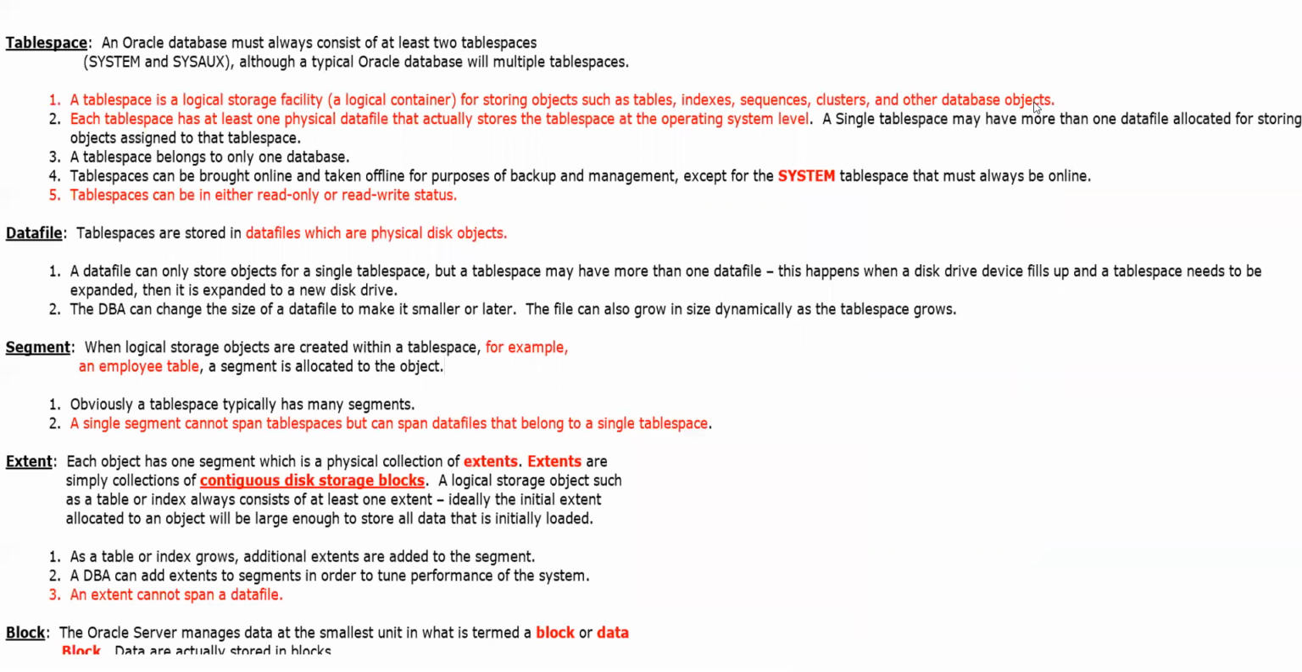So this is what I have written here. An Oracle database must always consist of at least 2 tablespaces. So at least 2 tablespaces you require for your Oracle database, though we can have more than 2 tablespaces, especially if you are using it for your application. System and sysaux are the most critical ones. You can have multiple tablespaces as well, but these two are the common ones that you will find.